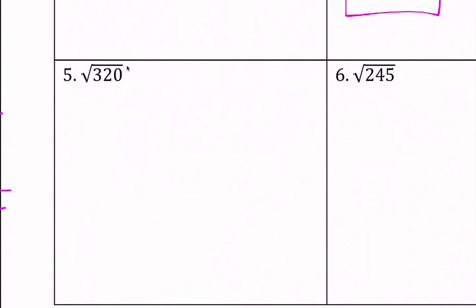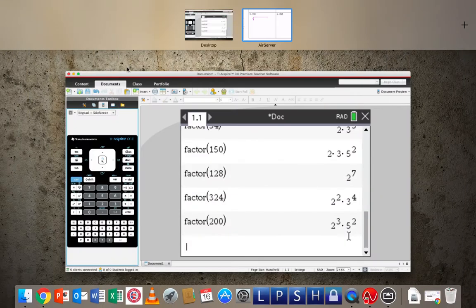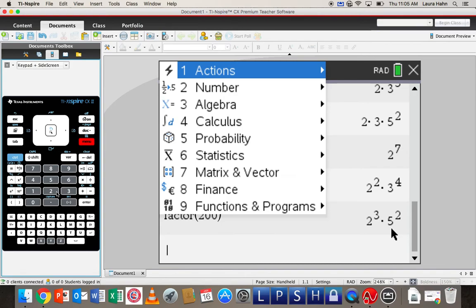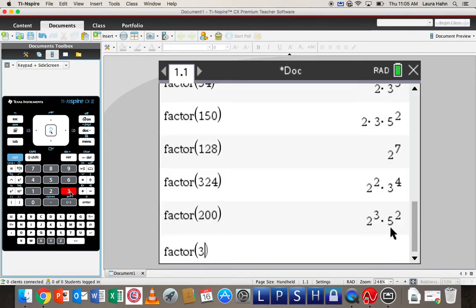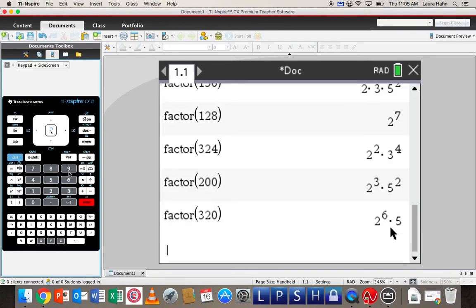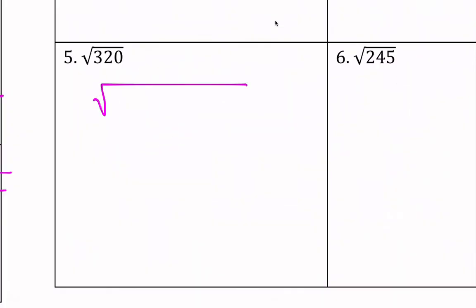$320 is not a perfect square, so I'm going to have to go ahead and break it down. So it tells me I want 6 2s, and a single 5. 1, 2, 3, 4, 5, 6. Okay, let's find our partners.